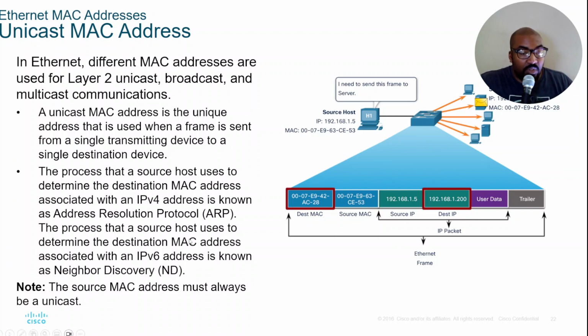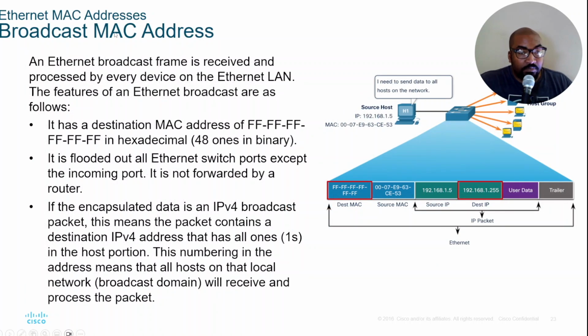The source MAC address must always be a unicast. Now, an Ethernet broadcast frame is received and processed by every device on the Ethernet LAN. The features of this Ethernet broadcast are as follows. When you see all of the Fs, remember those mean all of those ones are on, right? They are all on. So that is a full broadcast. Everybody can see that. Everybody's getting the information.